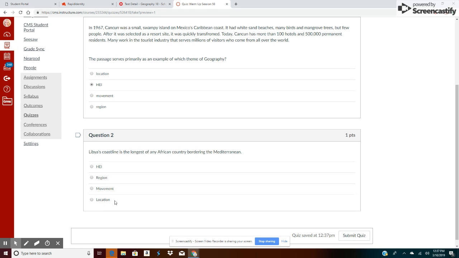Okay, location, absolute location. I don't see any map coordinates. Relative location. What is it relative to, or near to? Libya's coastline is the longest of any African country bordering the Mediterranean. So it's bordering the Mediterranean, but it doesn't give me any more information than that. So an African country bordering the Mediterranean, the area in the Mediterranean would tell me it's North Africa.